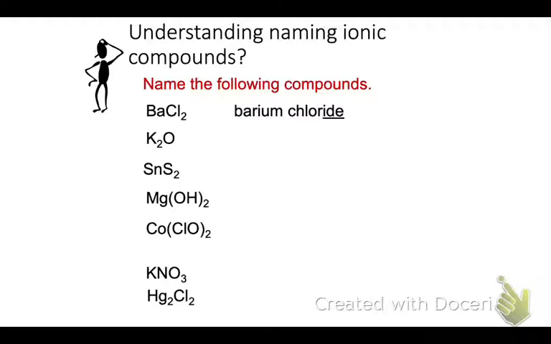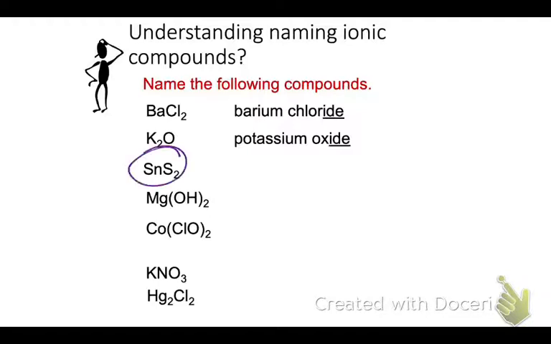Potassium is in group 1A, and oxygen will always have a reliable -2. So I'm just going to mention it as it is, potassium oxide. Tin is one of the transition metals that can have more than one charge. So if I want to name it, I do have to figure out first what is the charge of tin.